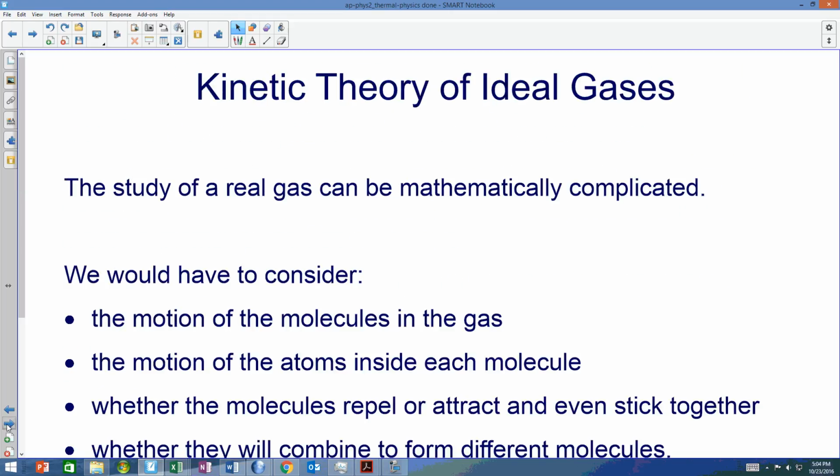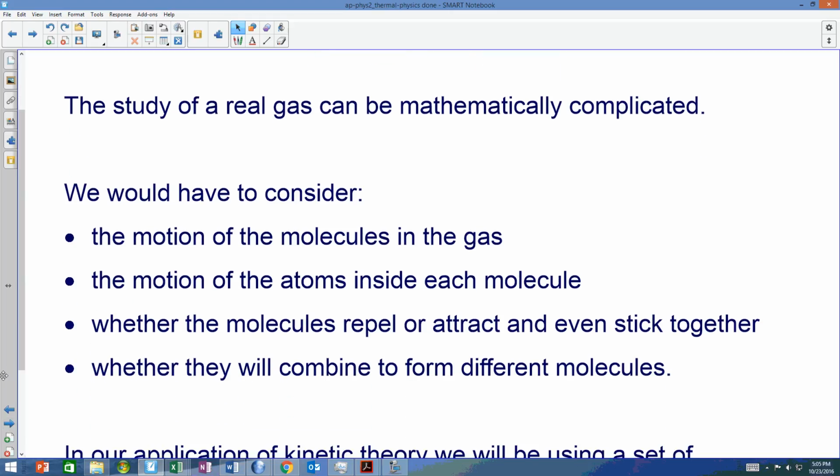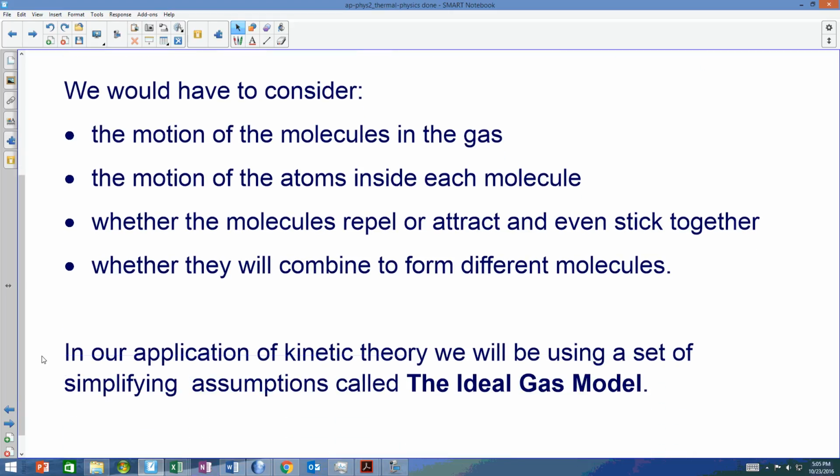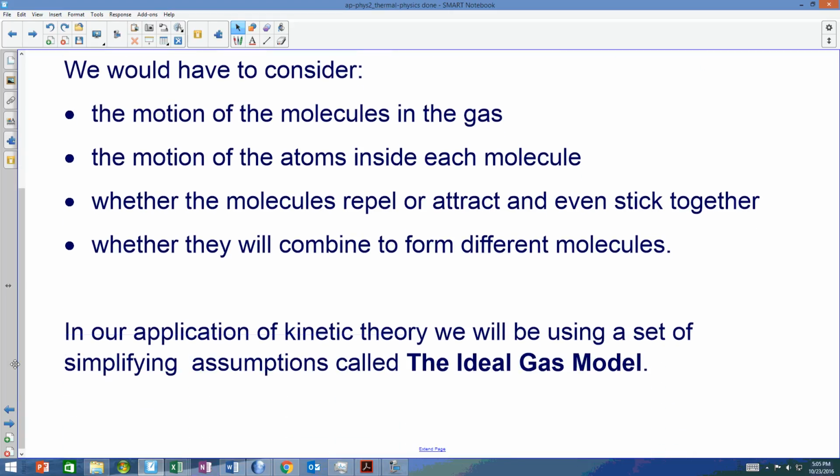The study of a real gas can be mathematically complicated. We would have to consider the following things: 1. The motion of the molecules in the gas. 2. The motion of the atoms inside each molecule. 3. Whether the molecules repel or attract and even stick together. And 4. Whether they will combine to form different molecules. In our application of the kinetic theory of gases, we will be using a set of simplifying assumptions, which we call the ideal gas model.